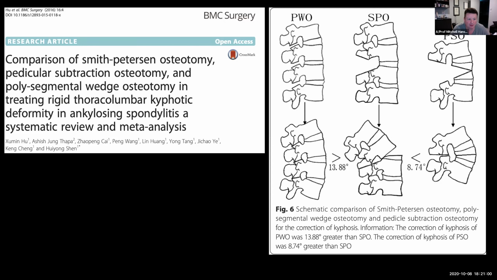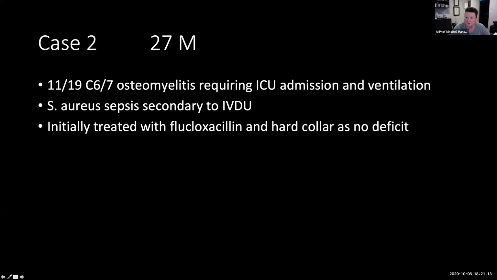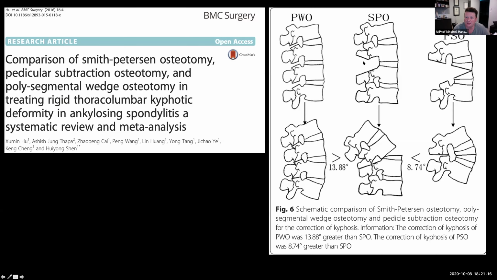This article from a Chinese group looked at the different Smith-Petersen osteotomies, and it gives you an idea of how to perform these. You can do small drilling out of the facet joints, but there's still some facet joint left, which doesn't give you a great correction. The Smith-Petersen osteotomy can give you a larger correction, or you can go up to a full pedicle subtraction osteotomy, which gives you a much larger amount of correction.